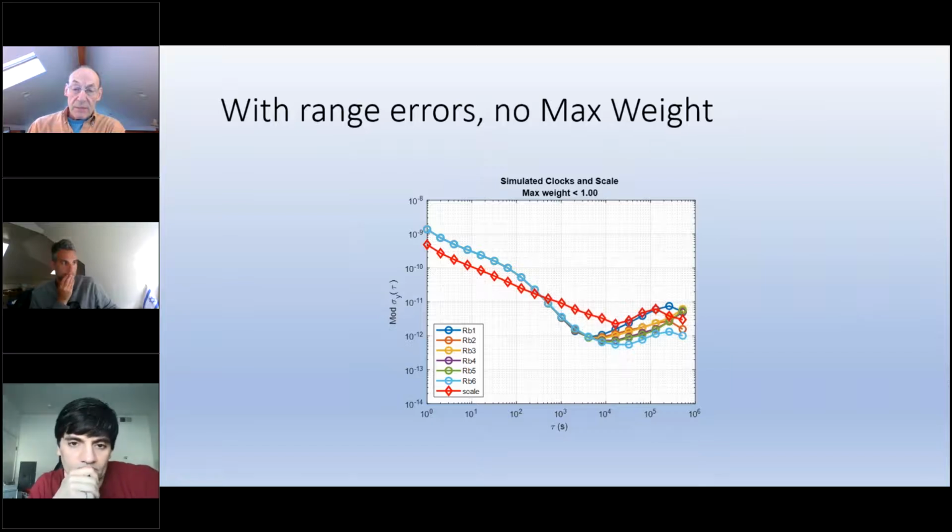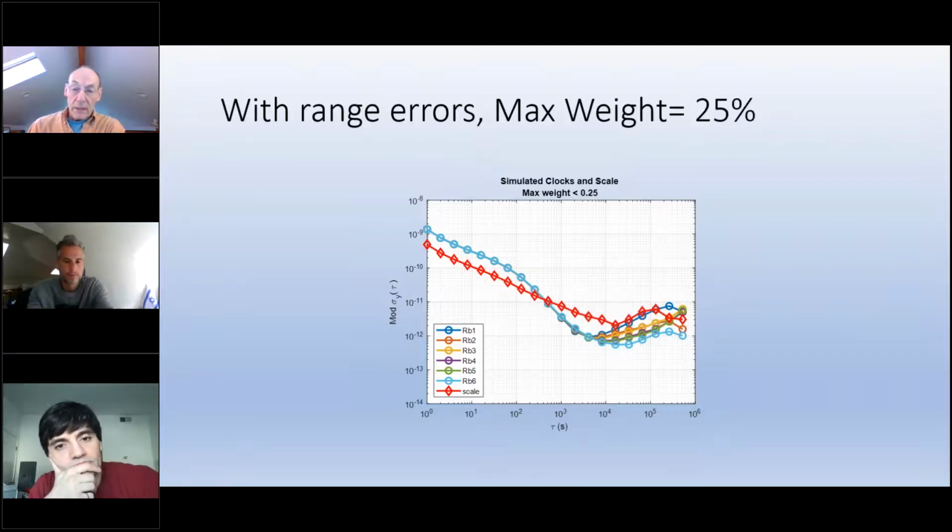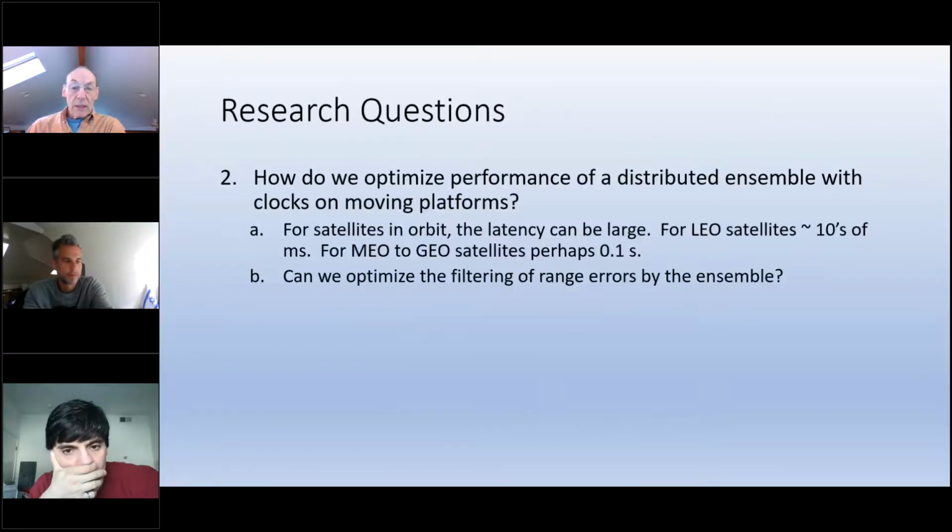Of course, limiting the maximum weight brings down some of the long term, and that does something. But can we optimize the performance of a distributed system on moving platforms? That has not been done. If you're looking at satellites in orbit, the latency can be large, some tens or hundreds of milliseconds. Can we optimize the effect of filtering on the range errors by the ensemble? These are things that have not been done. It would be interesting to see, is there some way to tweak some of these timescale algorithms?